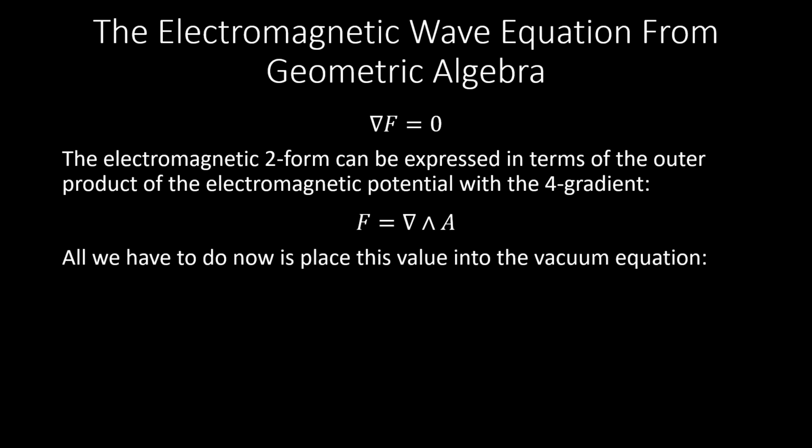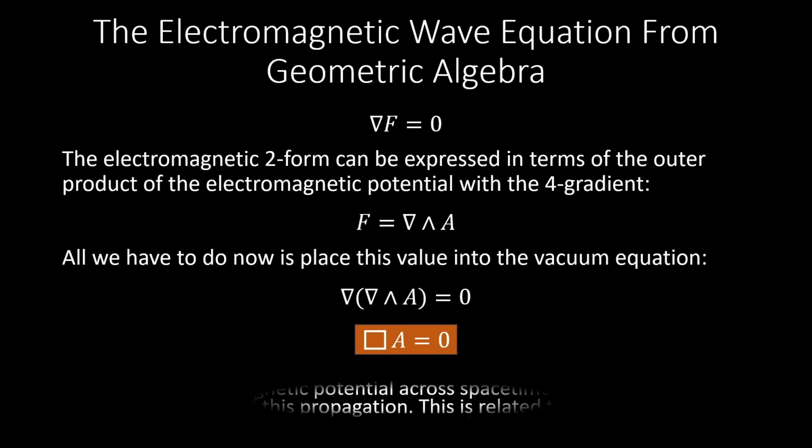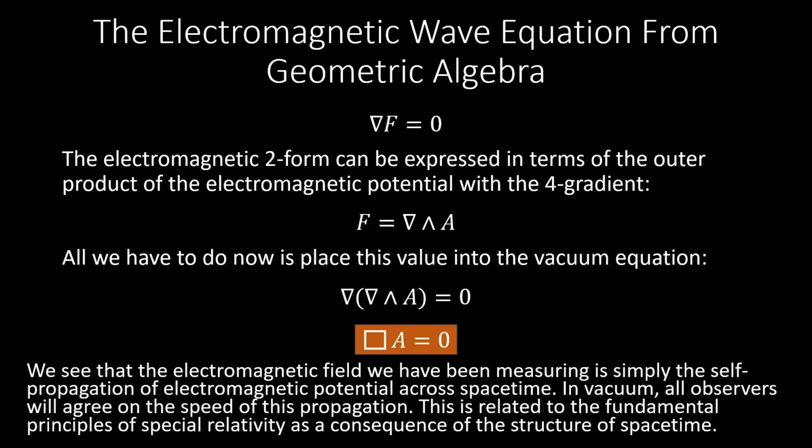All we have to do now is place this value into the equation. And it's the same equation, we're just representing F with a different notation. So in other words, the vacuum geometric algebraic equation is already the electromagnetic field equation. That just gives us the D'Alembert operator acting on a potential. So we see that the electromagnetic field we have been measuring all along is just the self-propagation of electromagnetic potential across spacetime. In vacuum, all observers will then agree on the speed of this propagation. This is related to the fundamental principles of special relativity as a consequence of that aforementioned structure of spacetime I mentioned.